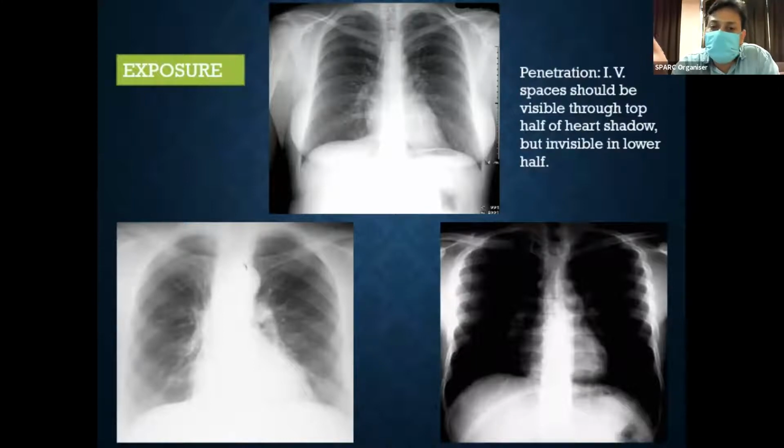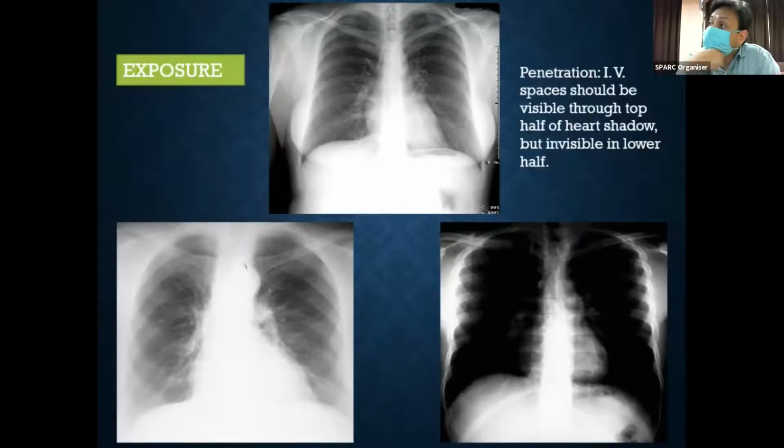The top X-ray is of a good quality, and how we tell that both lungs are nicely seen, and the penetration is good means the intervertebral disc spaces are visible only through the top half of the heart shadow, but not visible in the lower half. Whereas the bottom X-ray, one of them is underexposed, means although the lung is seen, but everything else is totally washed out. No details can be obtained about other things.